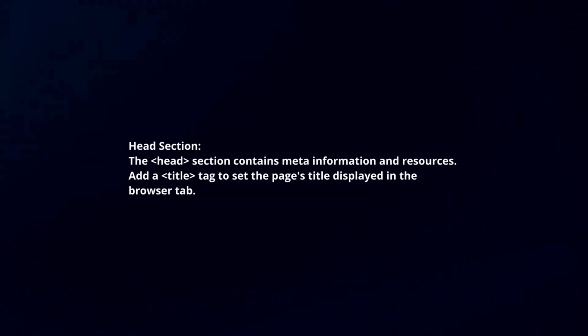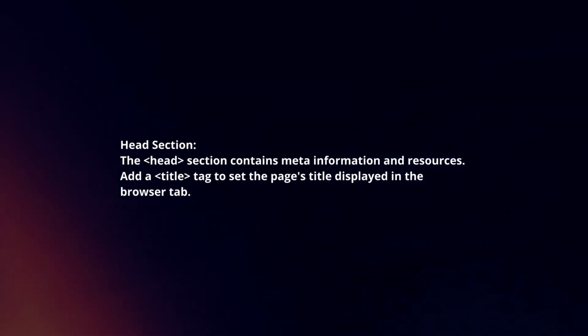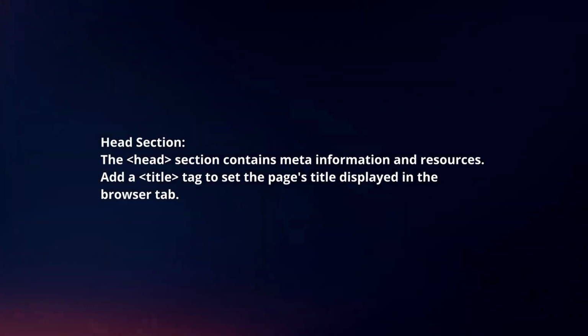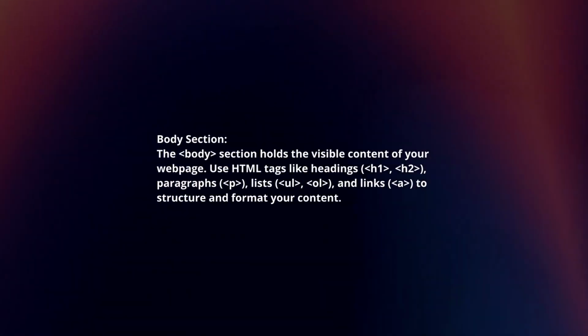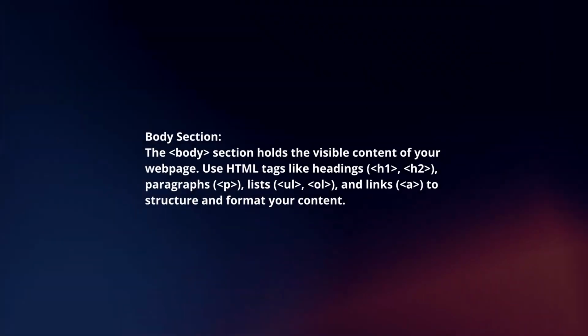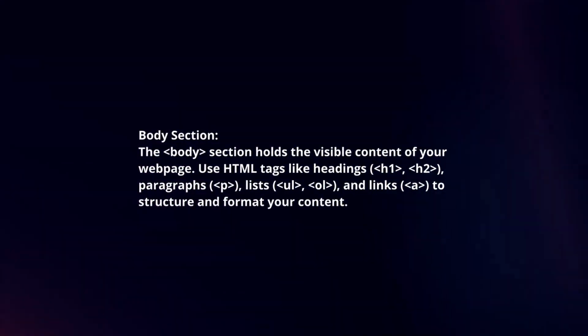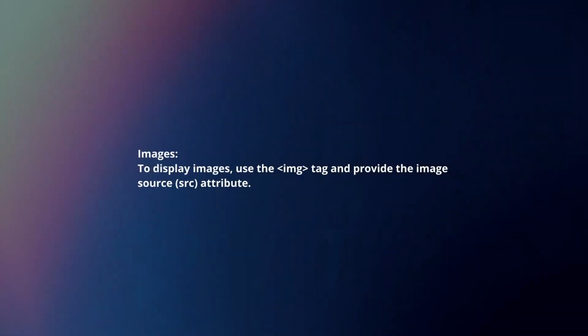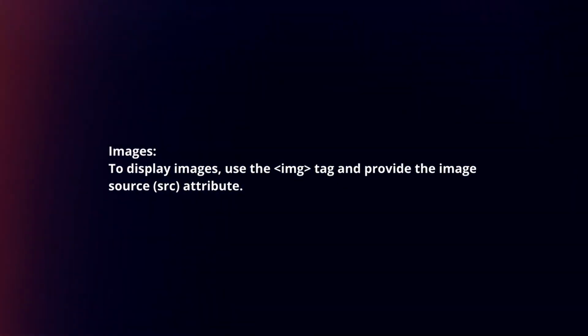Head section. The head section contains meta information and resources. Add the title tag to set the page title displayed in the browser tab. Body section. The body section holds the visible content of your web page. Use HTML tags like headings, paragraphs, lists, and links to structure and format your content. Images. To display images, use the image tag and provide the image source attribute.